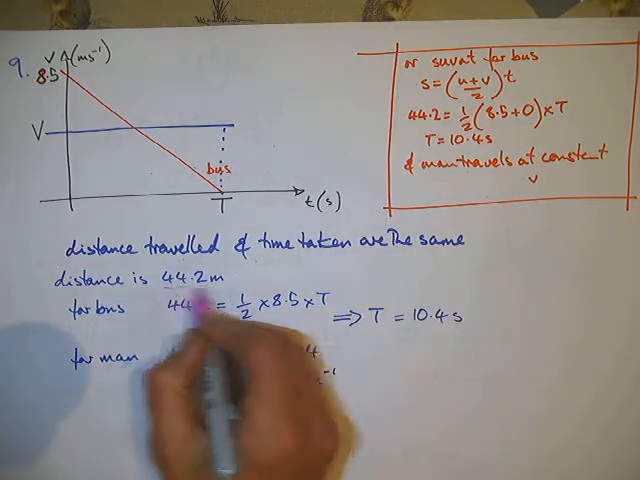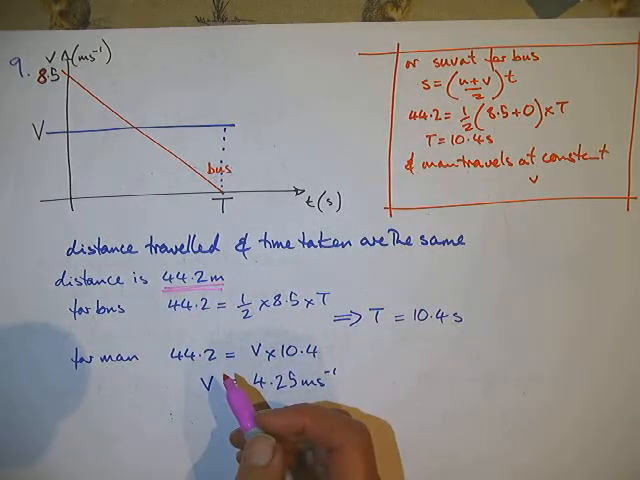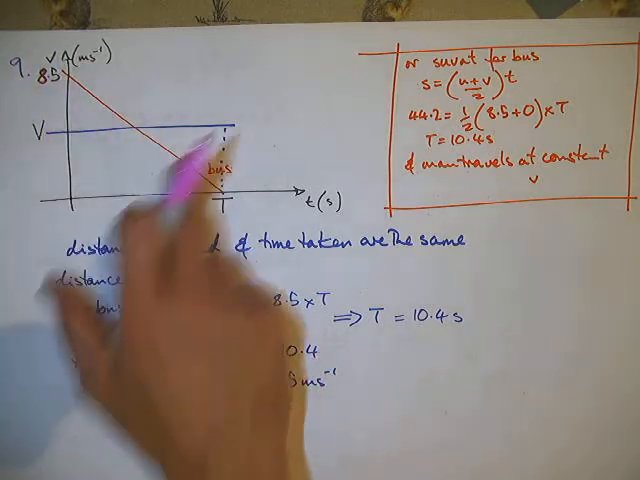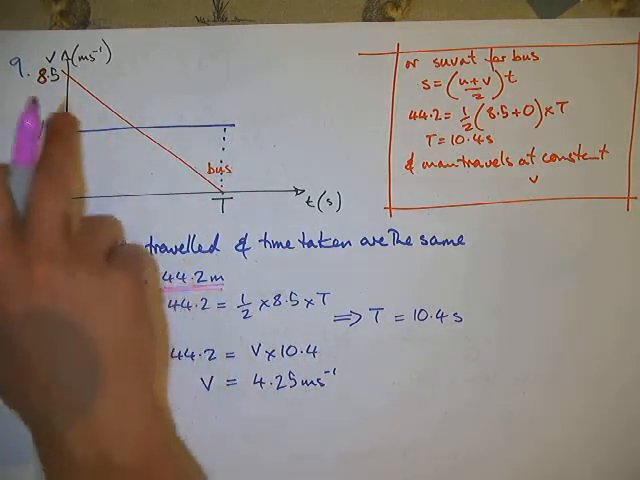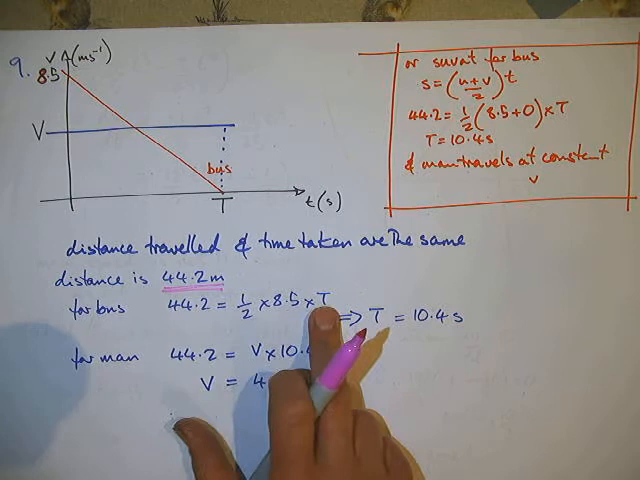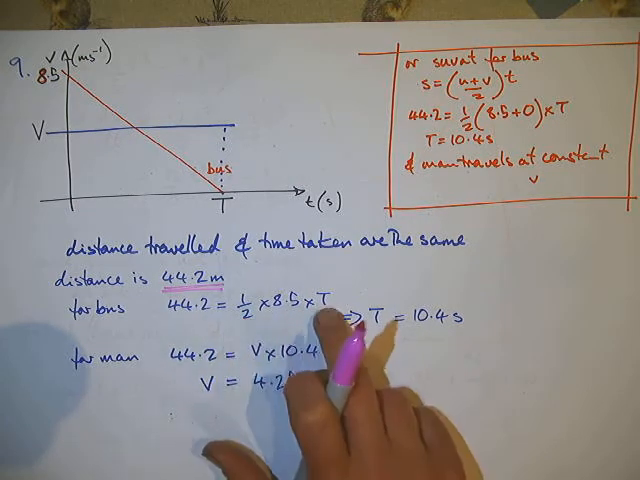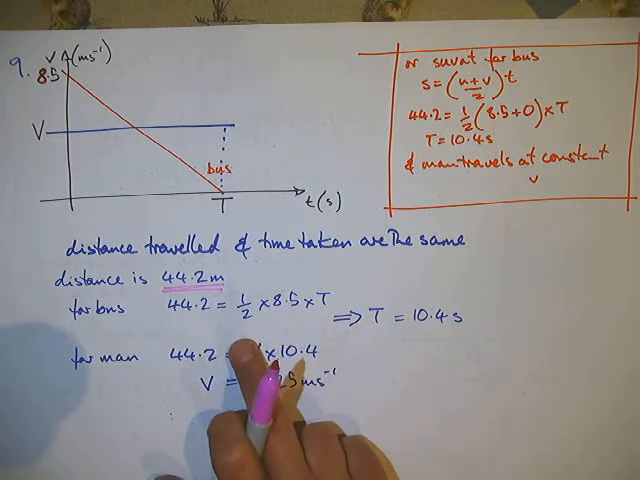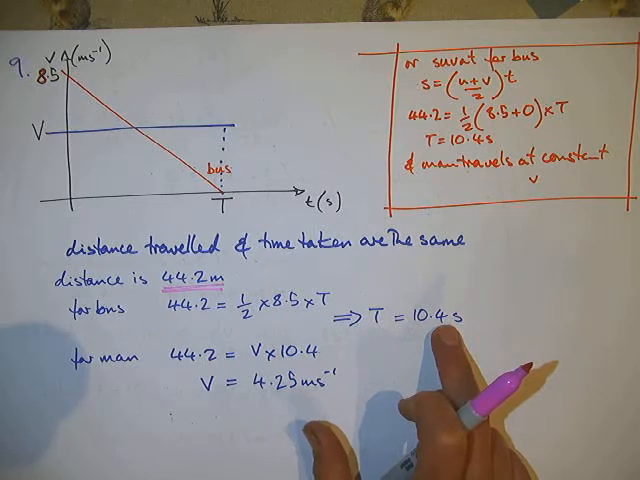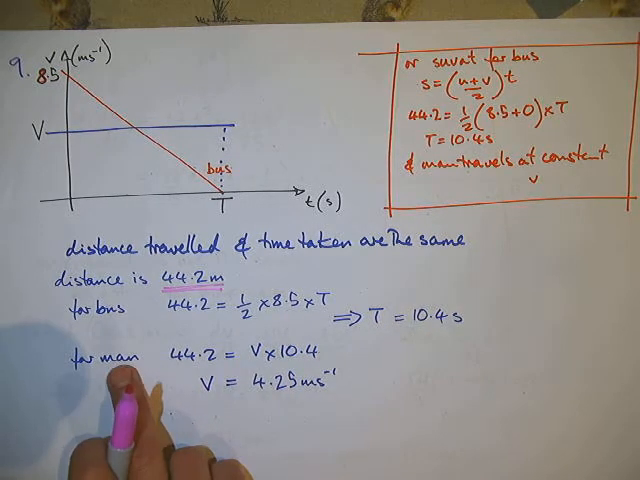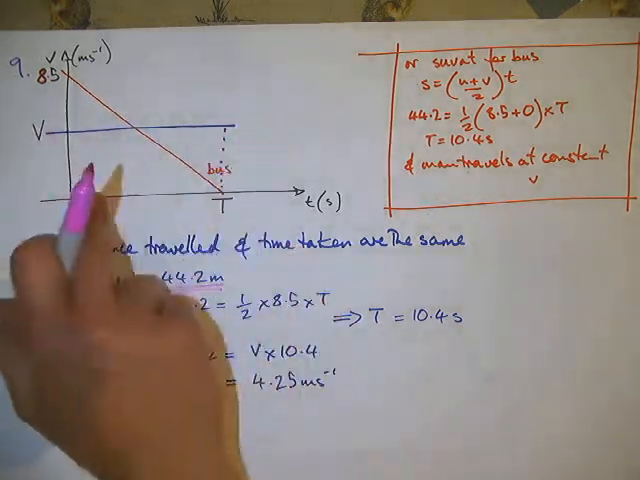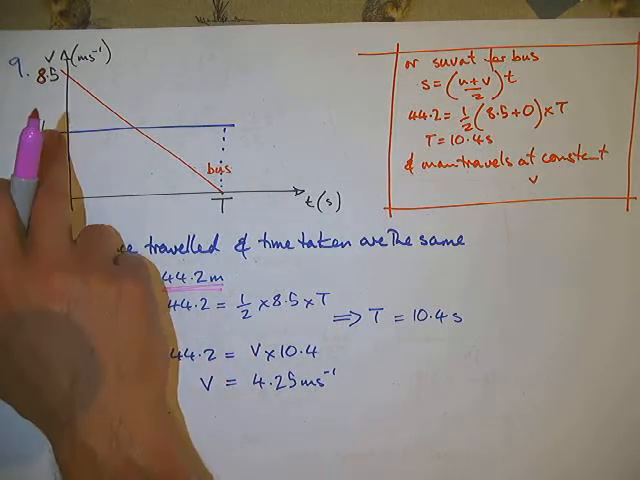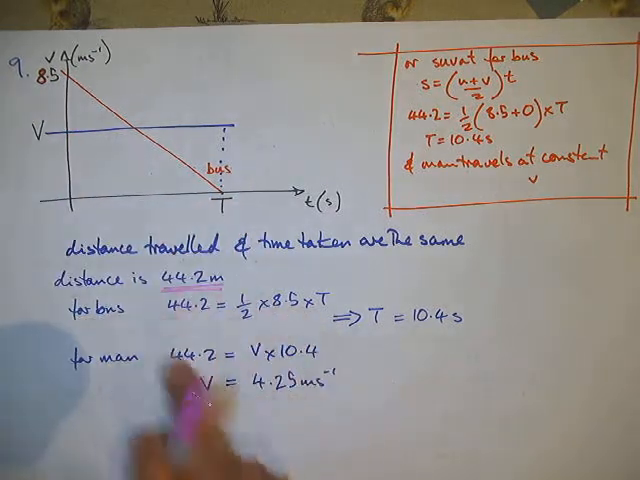The distance travelled is 44.2. That's the area under both graphs. For the bus, it's a triangle. Half base times height, half base times height. Rearrange that, you get the time is 10.4 seconds. For the man's graph, it's a rectangle. So the 44.2 is that, multiplied by that, gives that.